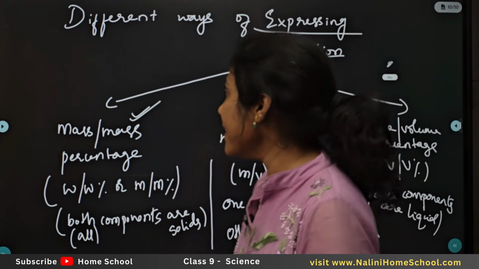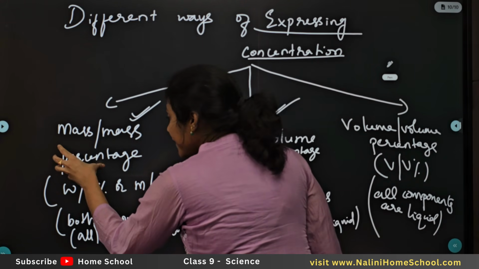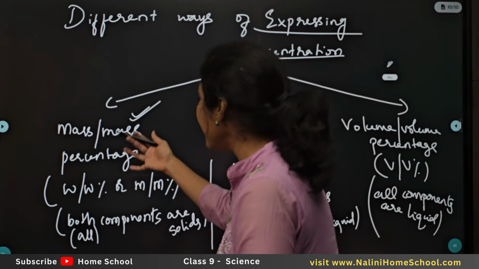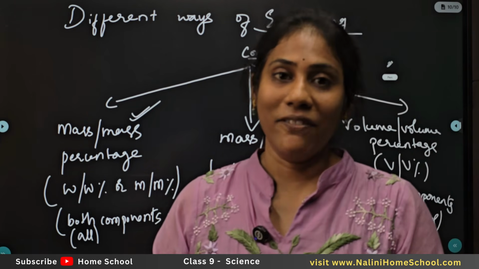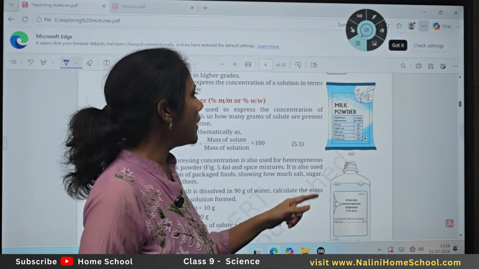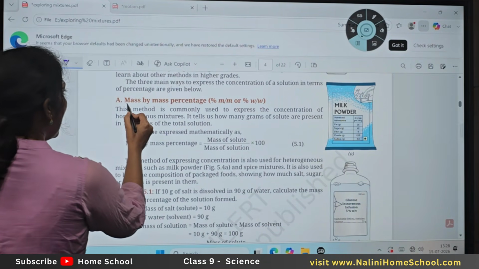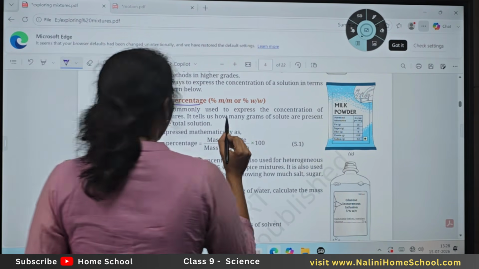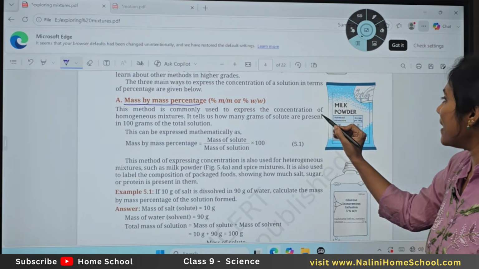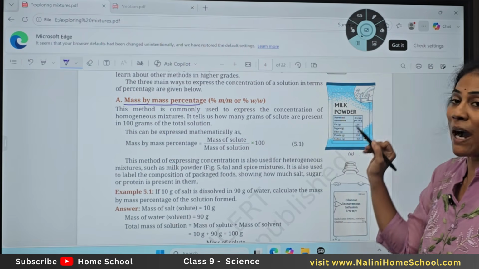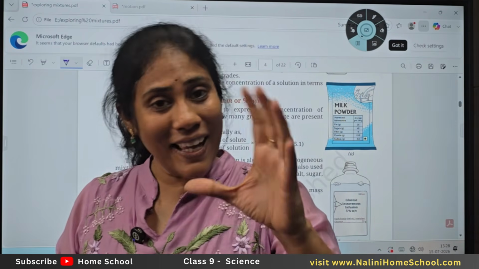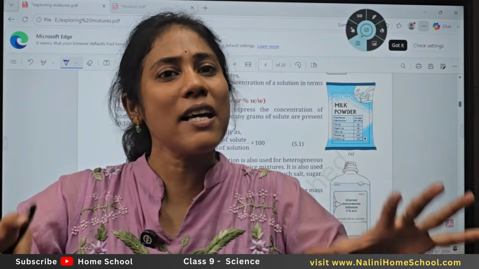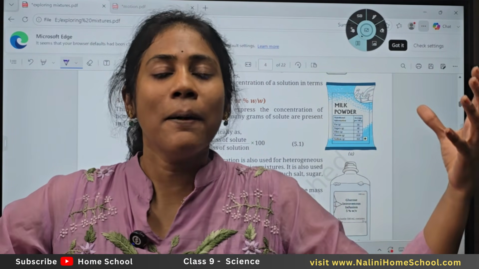Now we will understand how we define this, what is the formula, how to calculate, how to understand everything one by one. Guys, if I show your NCERT textbook, look here. How did they define mass by mass percentage? Mass by mass percentage is used for powders. As I already told you, when 2 or 3 components mix together and all the components are solids, usually powders, isn't it?